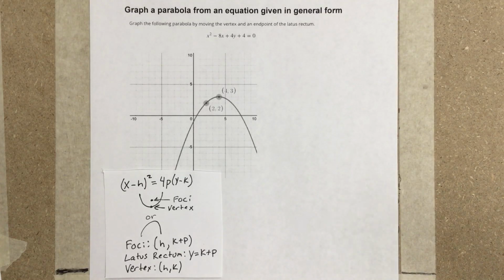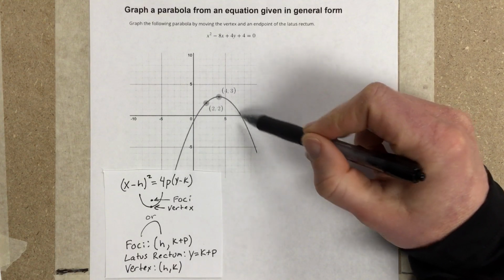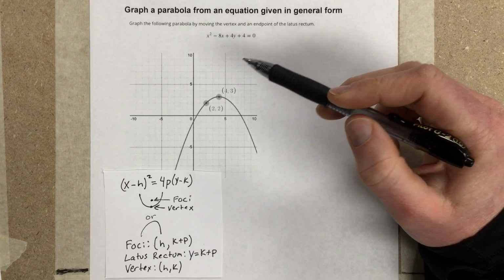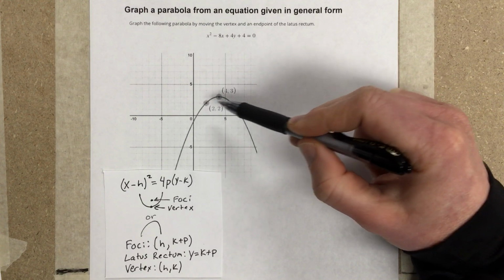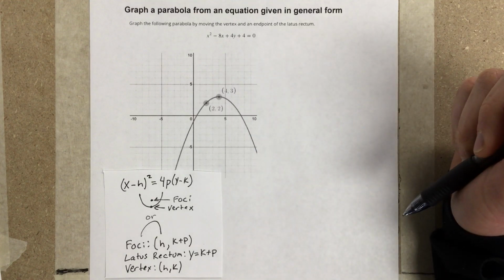In this video, we're going to graph a parabola from an equation given in general form. So let's graph the following parabola by finding the vertex and an endpoint of the latus rectum. I have the graph already drawn correctly here. All I'm going to do is find the vertex and the latus rectum endpoints to show you that this is the graph that would be created.